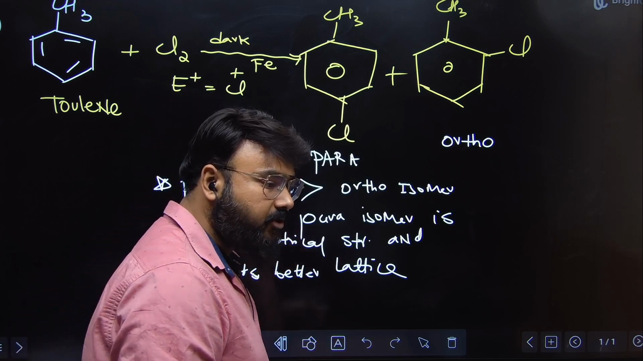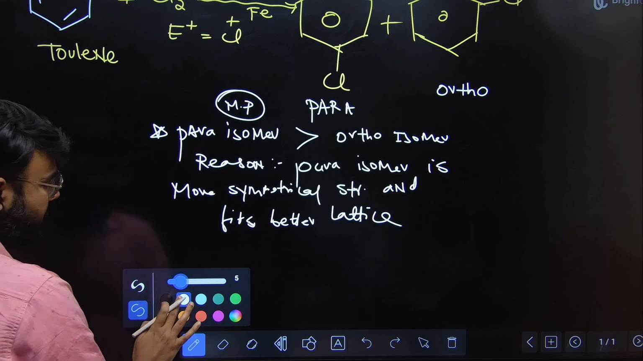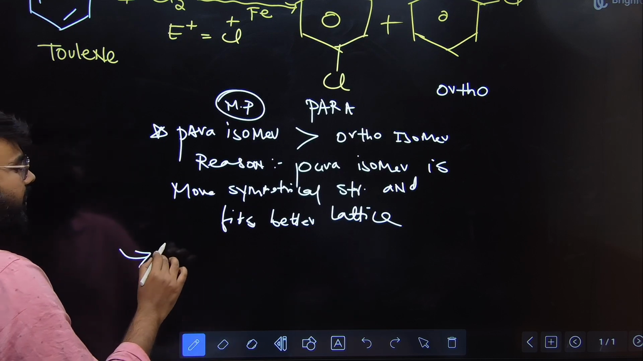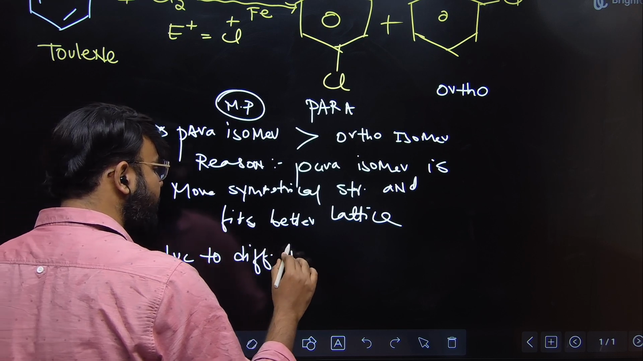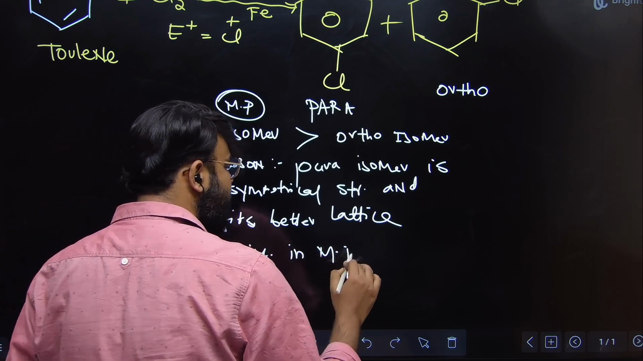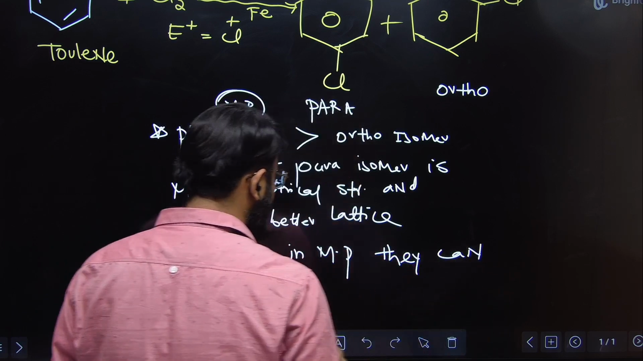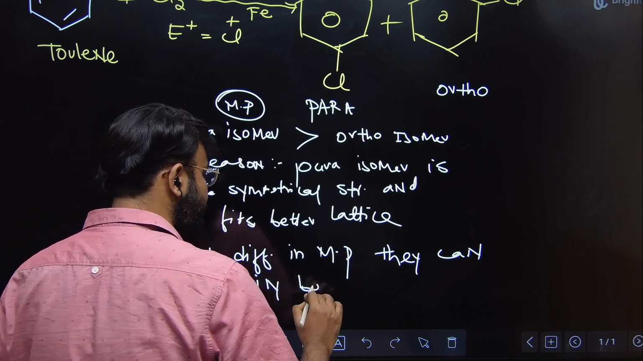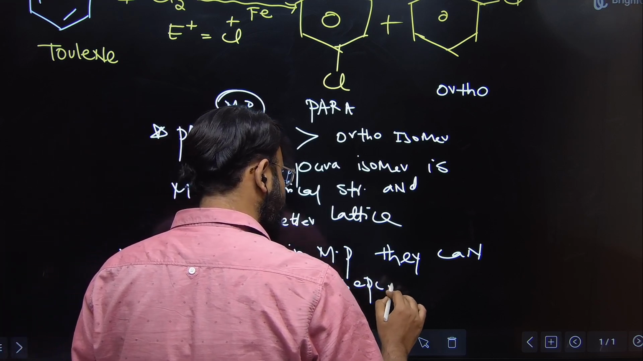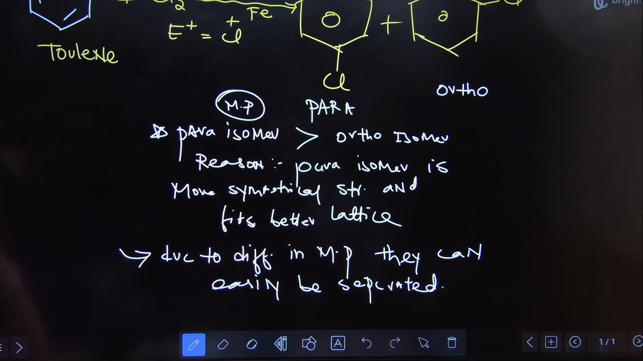Online, is everyone clear about this? Please confirm it once. So write it down: due to difference in melting point, they can easily be separated. Please take a note of this. Because there is a difference in the melting point, they can easily be separated.